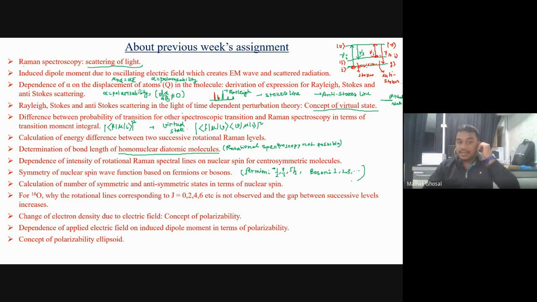And then there was a calculation of the number of symmetric and antisymmetric states in terms of nuclear spin. There were some formulas. It was also shown that for oxygen-16, which has I equal to 0, the rotational lines corresponding to J equal to 0, 2, 4, 6, etc. were not observed, and the gap between successive levels increases.